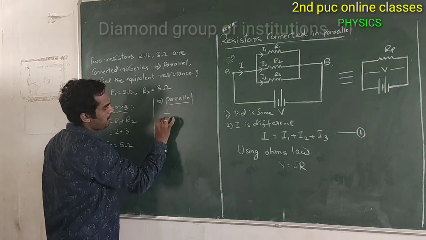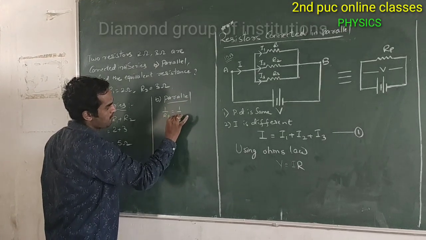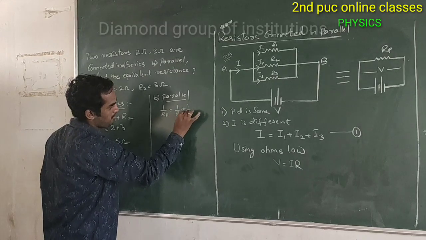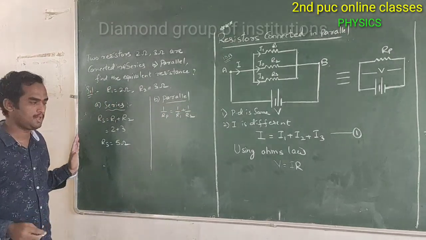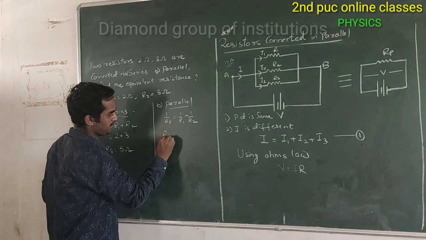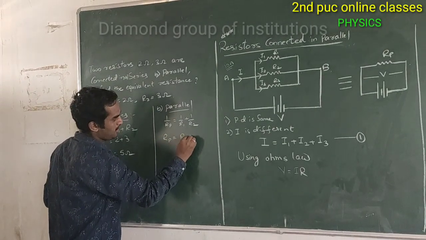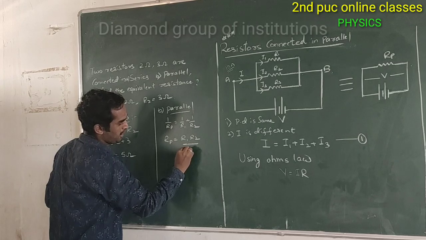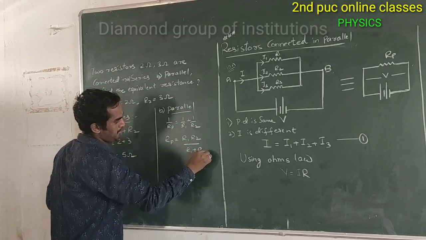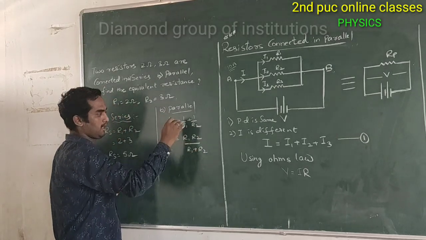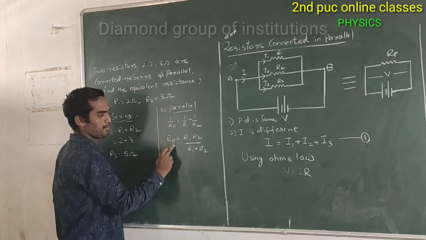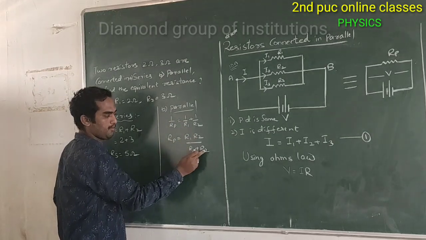So what is the parallel combination formula? 1 by RP equal to 1 by R1 plus 1 by R2. This formula you can rewrite as RP equal to R1 into R2 by R1 plus R2. That means if you take the LCM and take the inverse, we can write it as RP equal to R1 into R2 by R1 plus R2.